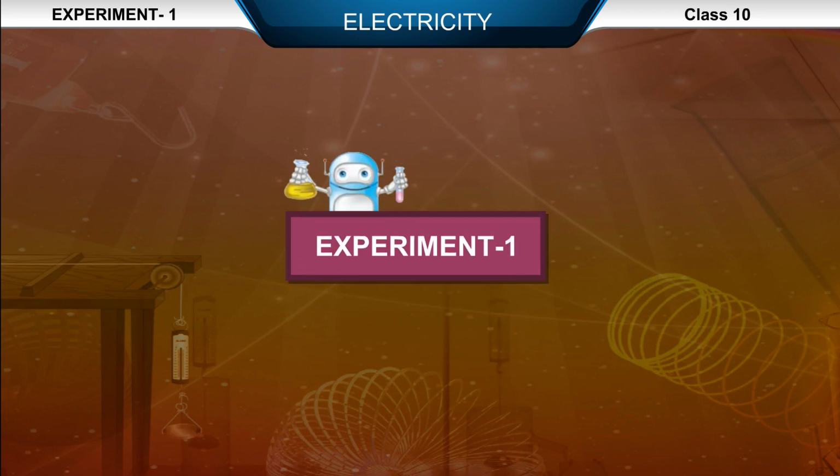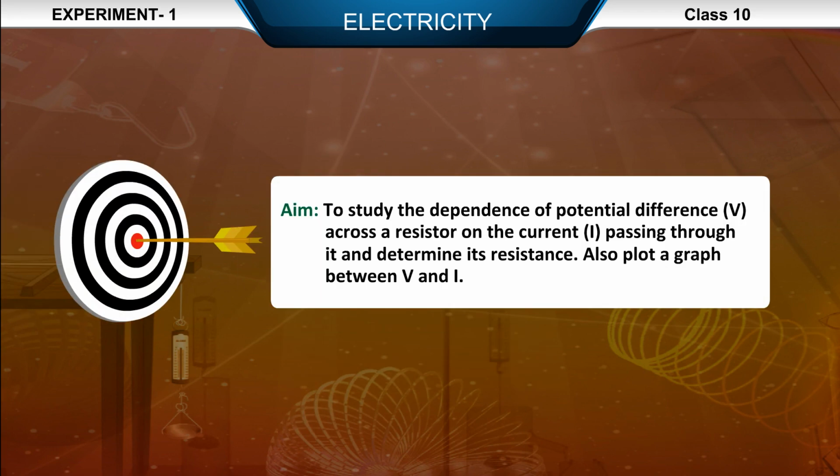Experiment 1. Aim. To study the dependence of potential difference, V, across a resistor on the current, I, passing through it and determine its resistance. Also plot a graph between V and I.